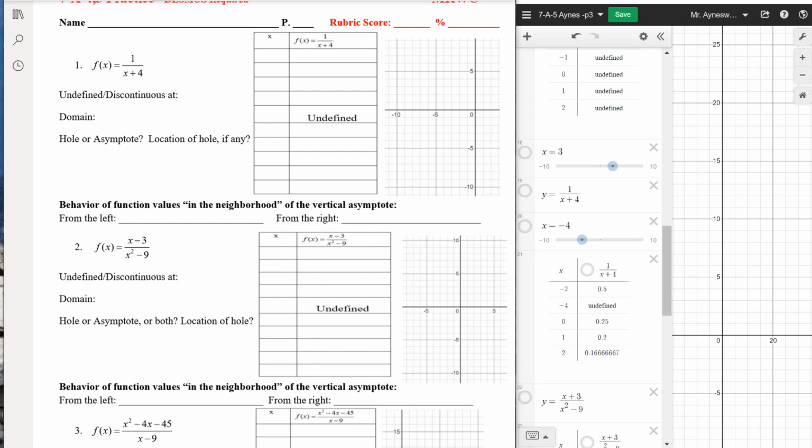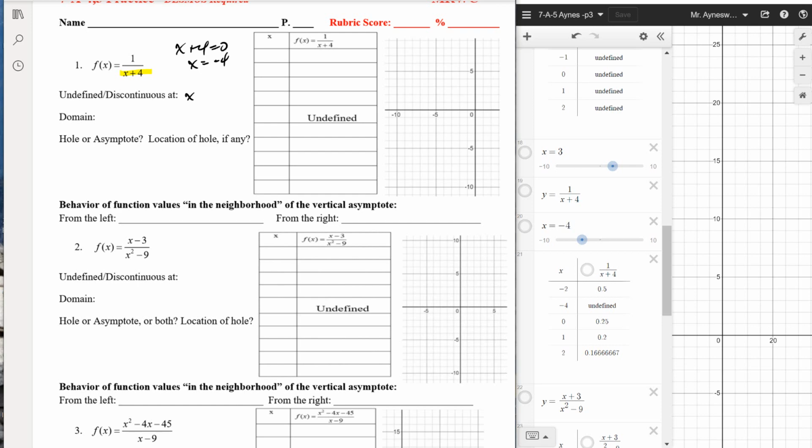Okay, and by that I mean that the domain is not all reals. It's all reals except wherever it's undefined. And this function here is undefined at -4 because -4 plus 4 is equal to 0. Okay, so you want to focus in on the denominator here, and you want to be looking at, where is x plus 4 equal to 0? Well, it's obviously when x is -4.